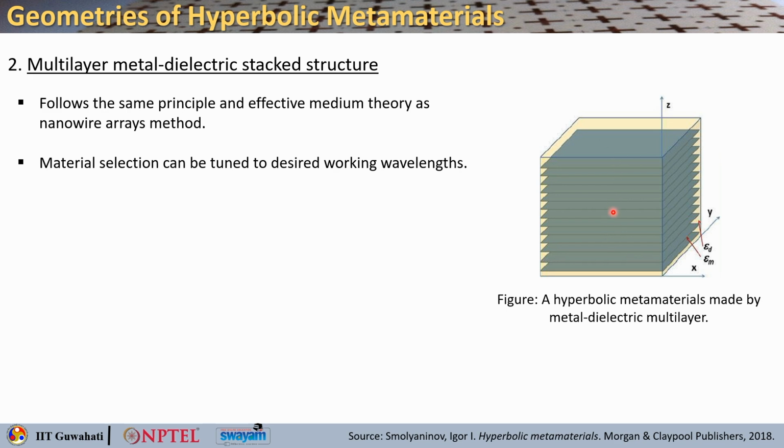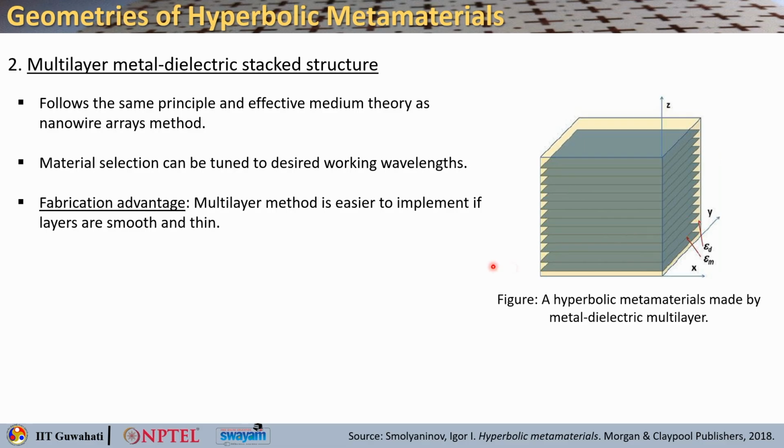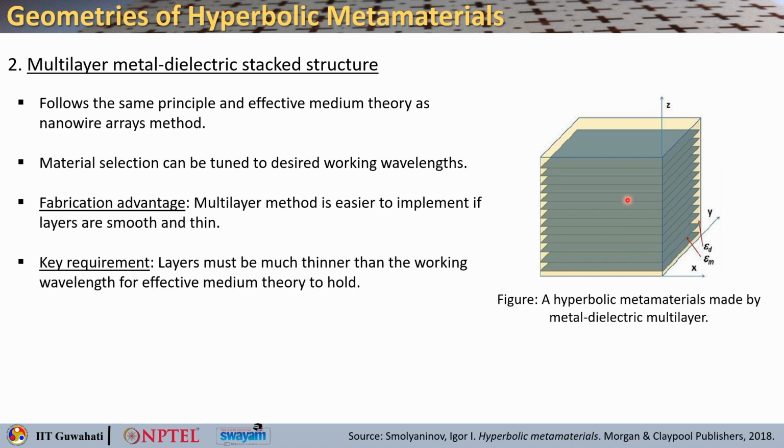So, you can actually use silver plus aluminum oxide, which is typically suitable for ultraviolet, visible and infrared. You will see different types of other materials, like zinc oxide and indium tin oxide, that people are also using. Here the fabrication is easier because multilayer fabrication will be comparatively easier to implement if the layers are smooth and thin.